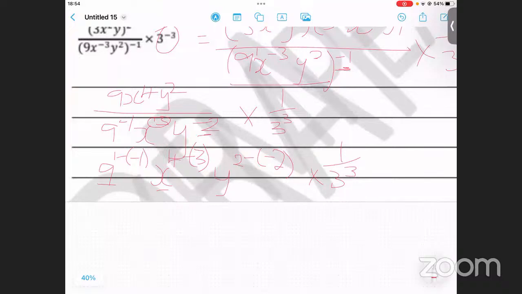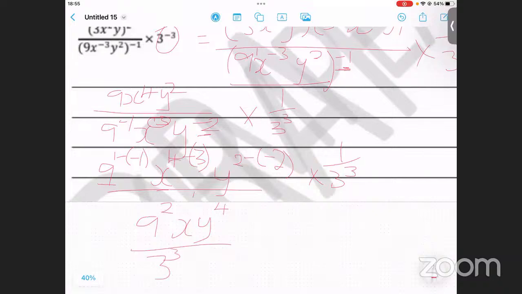And then now we're going to have 9 to the power of 2. And then x to the power of 4 minus 3 is 1, so we're just going to leave it as x. And then again we're going to have y to the power of 2 plus 2, which is 4. And then this one, because it's multiplied by this, remember, this whole thing is now having a denominator of 1, so we can just bring them together. And then we have 3 to the power of 3.